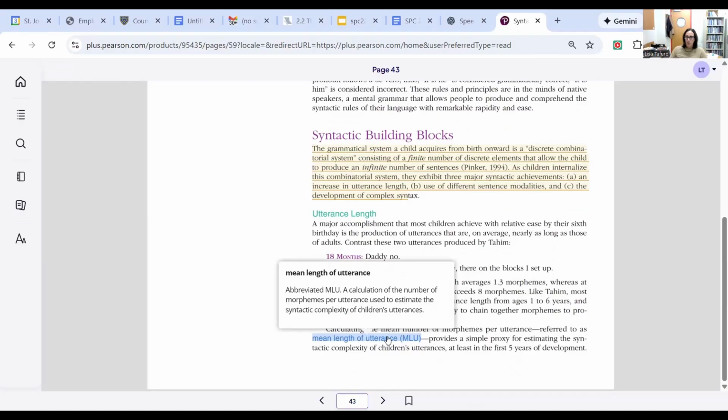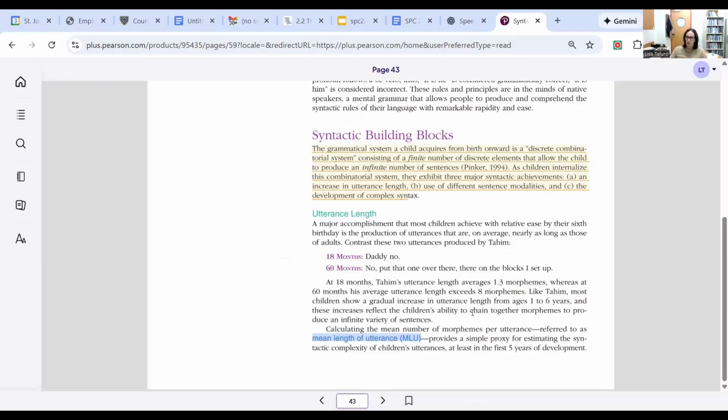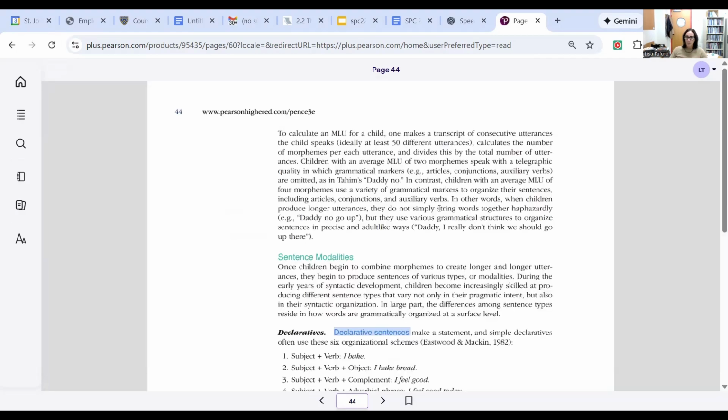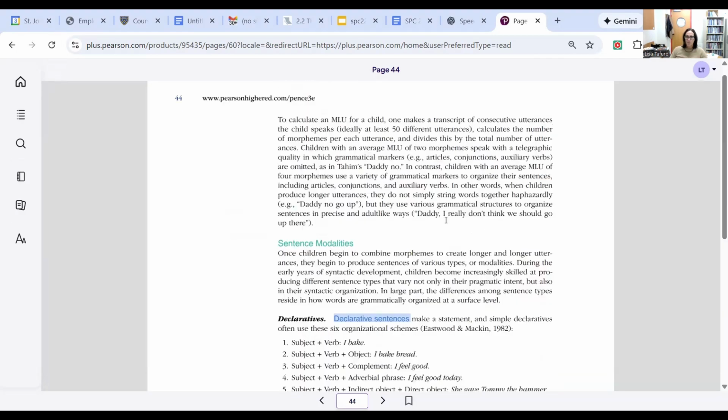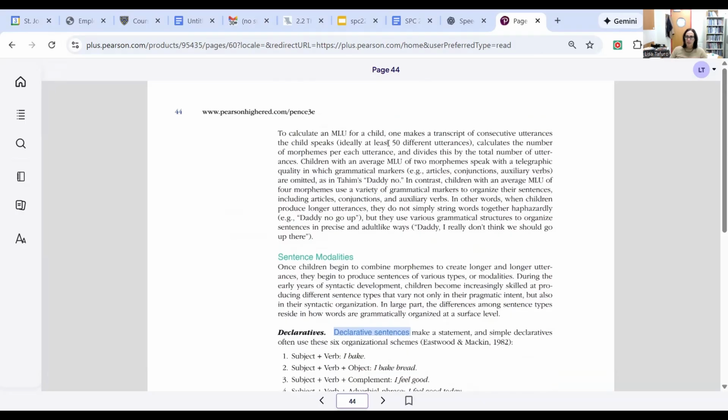Well, you can see the MLU is a calculation, and it's basically looking at how many morphemes a child is producing per line or utterance on average. So here in this example, the MLU is looking at, let's say, a transcript of utterances, and we're going to count how many morphemes occur in each utterance or for each line. And then if there are 50 lines, we're going to divide the total by 50. And that gives us an estimate about, on average, how many morphemes are produced in an utterance.